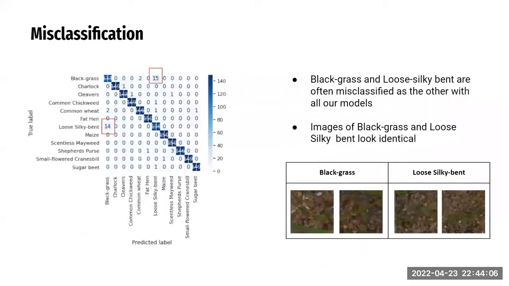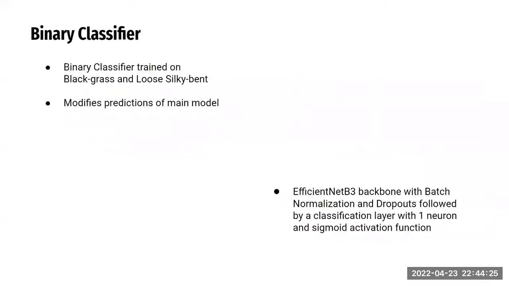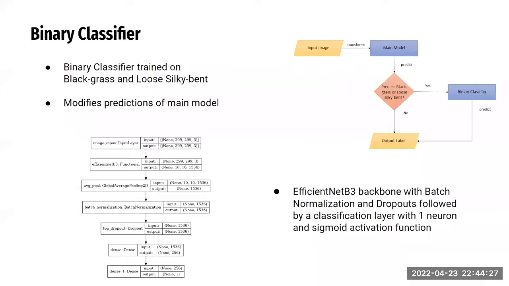From the confusion matrices seen before during the presentation, the convolution layers often misclassify black grass and loose silky bent. On reinspection of the dataset, you can see that the images from these two classes are almost identical, and this is the reason why our models can't classify these images accurately. To correct this error, we propose a binary classifier that changes the prediction of the main model if the prediction is black grass or loose silky bent.